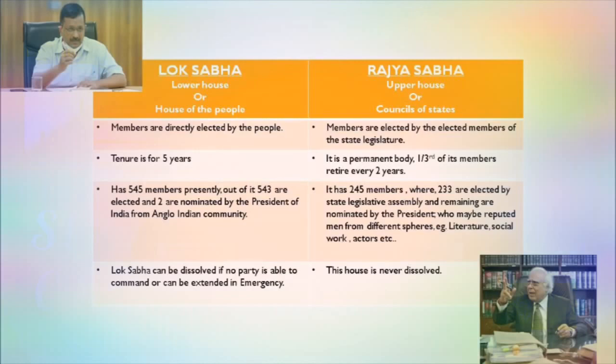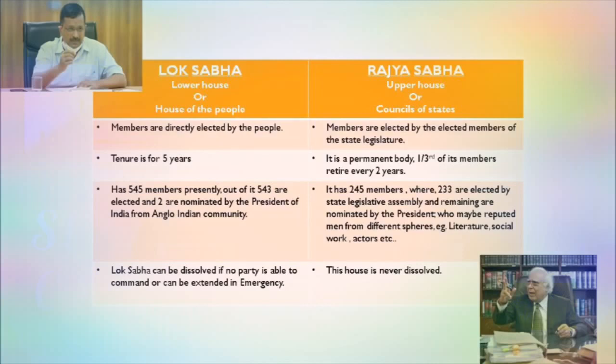The Lok Sabha has 545 members, out of which 543 are elected and 2 are nominated by the President of India from the Anglo-Indian community, whereas the members of the Rajya Sabha are 245, in which 233 are elected by the state legislative assemblies and the remaining are nominated by the President, who may be reputed men from different spheres like literature, science, social work and sportspersons, etc.